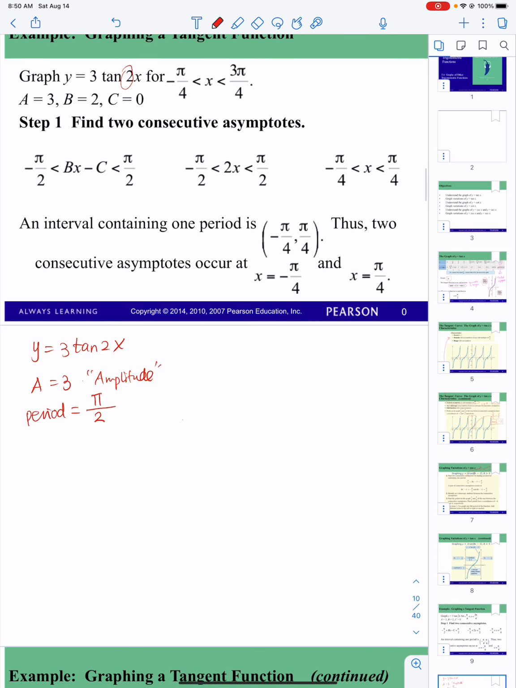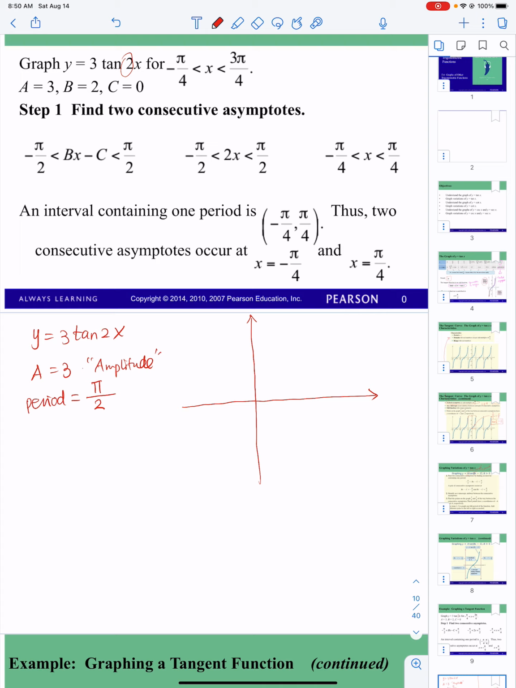Okay, so they have a lot of steps, but for me, I will introduce you to an easier one. So 3 tangent x. So it's tangent, yeah. So what is the period? Pi over 2.